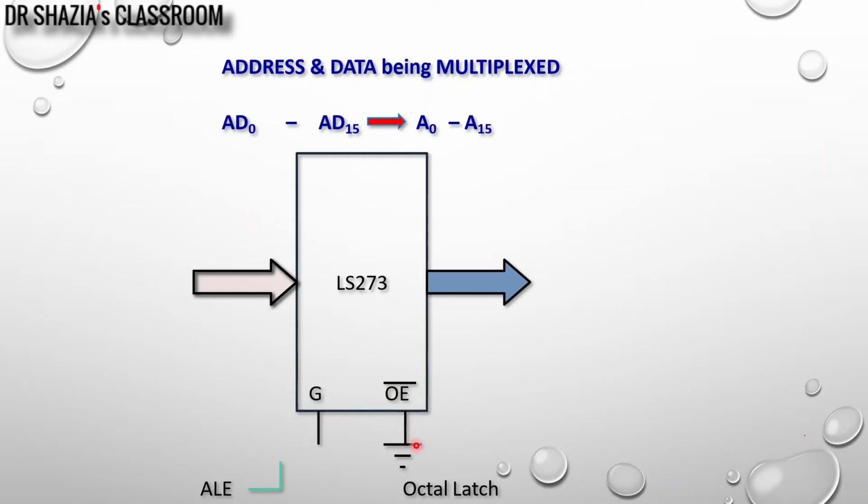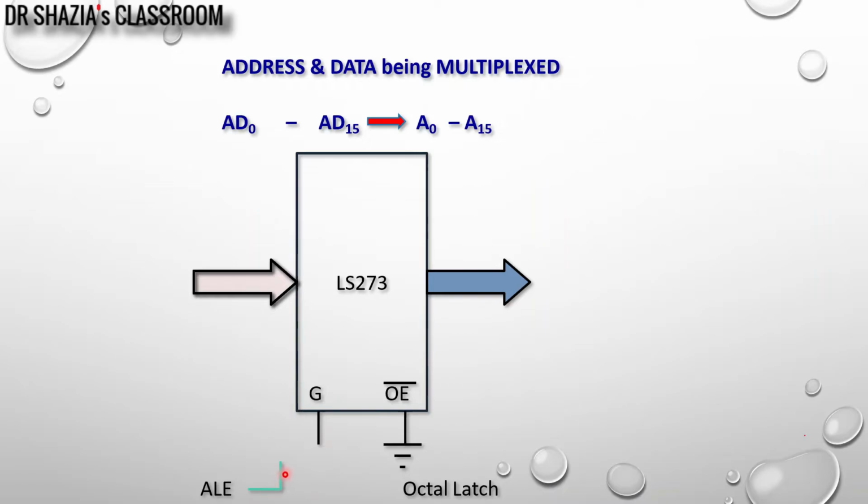So here you can see that we have connected to the ground. So my latch is enabled. Any value present in the input side will be available on the output side of the IC. And the gate signal in this case is used to transfer or latch the data.